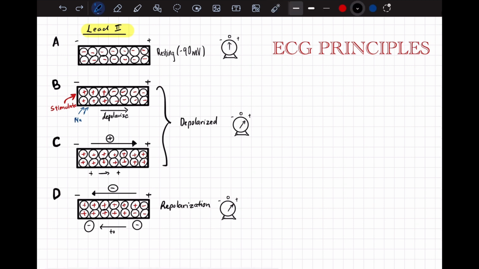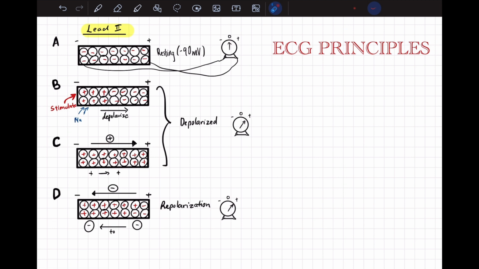If I link it to this galvanometer, it will help reflect the positive and negative deflections that we will see on the ECG strip. And currently it is pointing at the 0 mark and not negative 90, because a galvanometer measures not just the intensity but also the direction of current, and right now there is no current. Now let's look at diagram B.